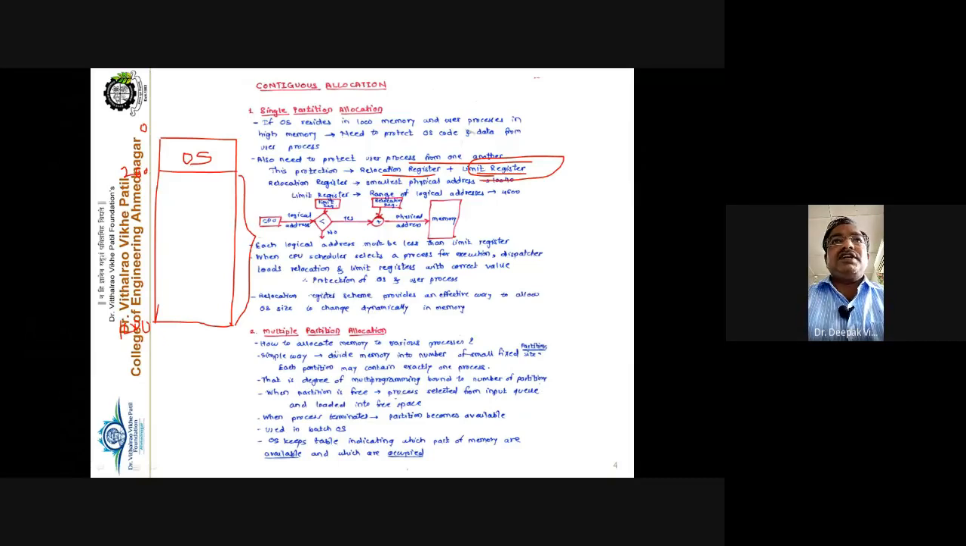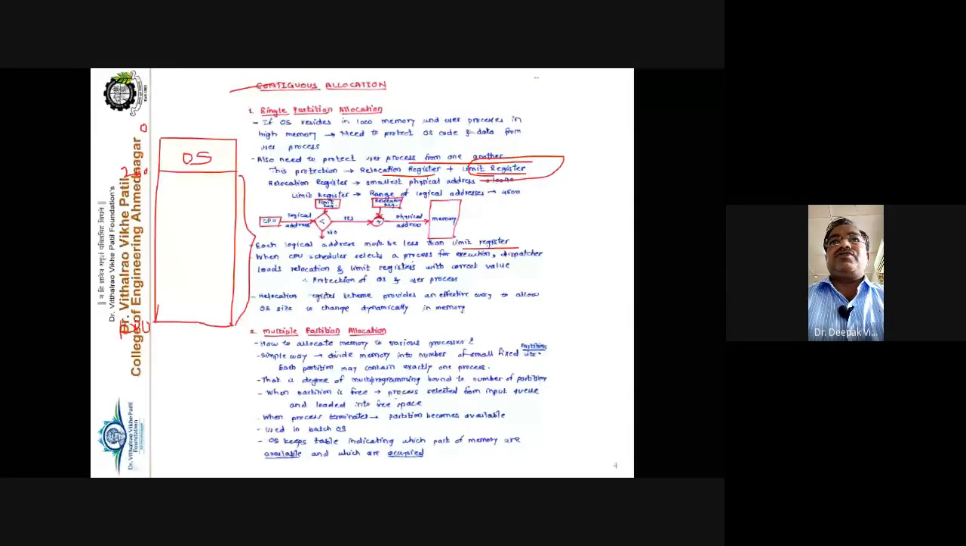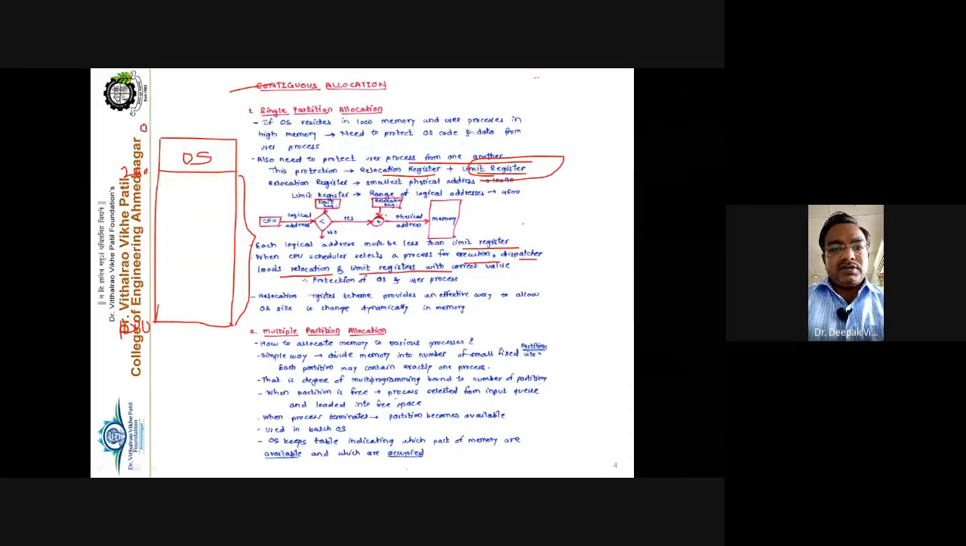So each logical address must be less than the limit register address. When the CPU scheduler selects a process for execution, the dispatcher needs the relocation and limit register values. Whatever the value of the relocation register, or base register, and the value of the limit register, must be known in advance. If these values are known in advance, then we can calculate the actual physical address.